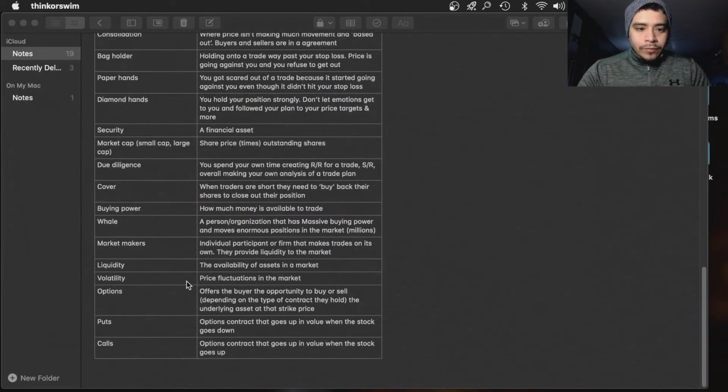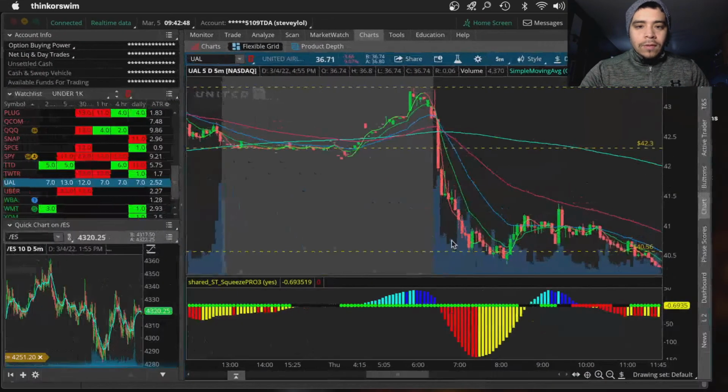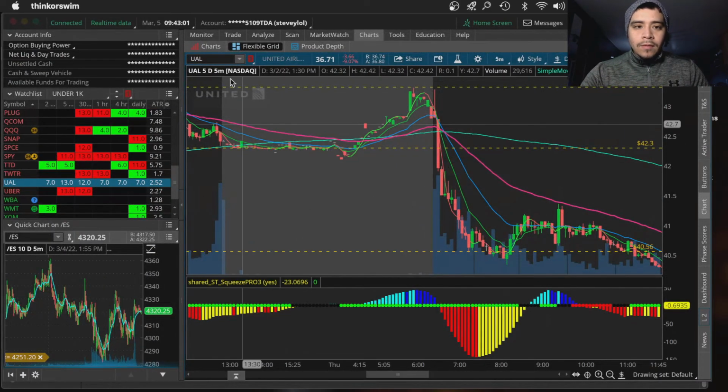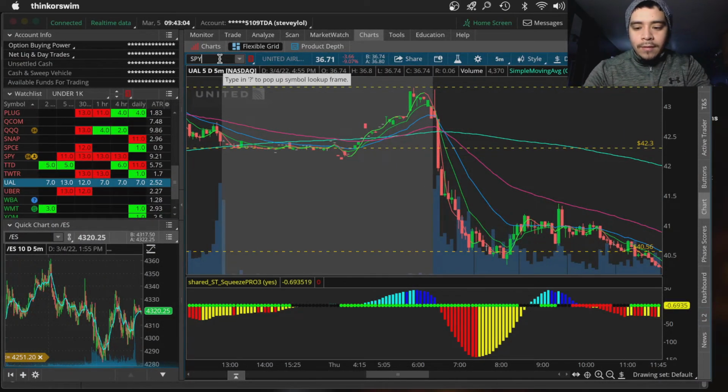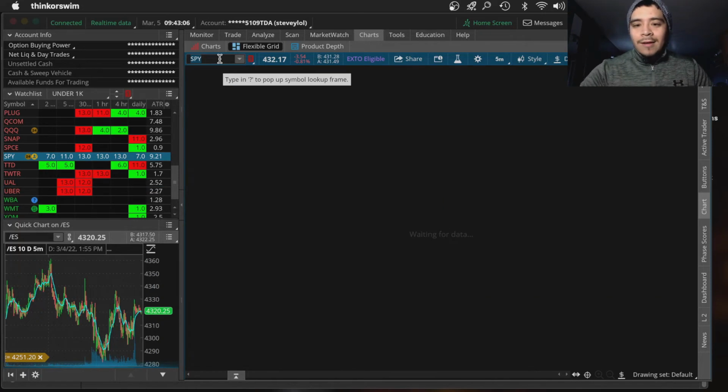Volatility, price fluctuations in the market. So this is in regards to how aggressive the market moves. So let's go to SPY. These last couple days have been very volatile. That just means you'll see these big aggressive bounces up and down, up and down.